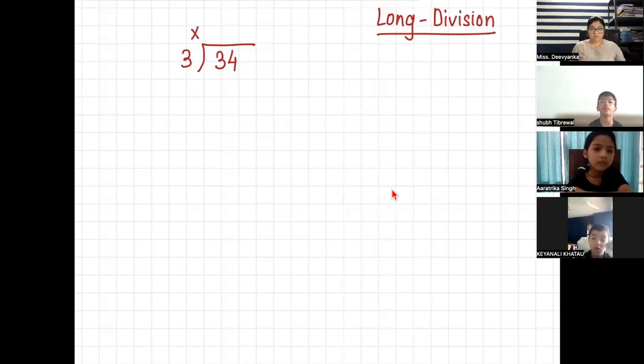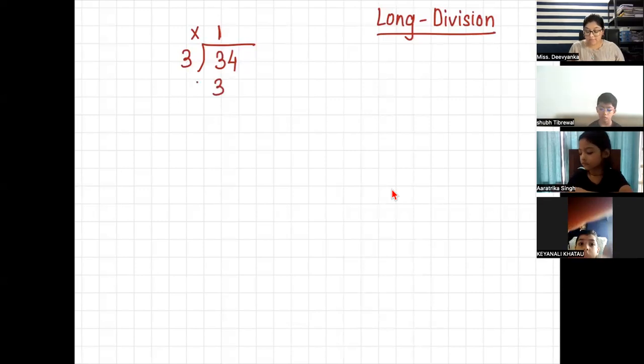3 ones are 3 times 1. So I will write that here. 3 times 1 will give me 3. Since division is repeated subtraction, we are going to take help of subtraction here to solve the problem.